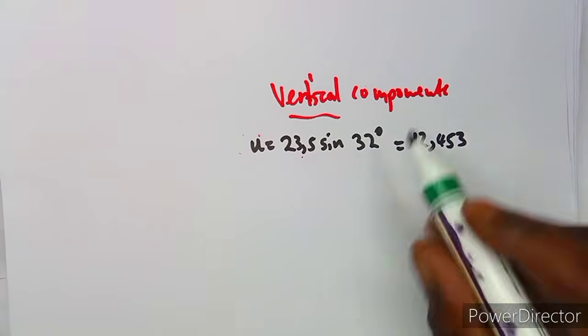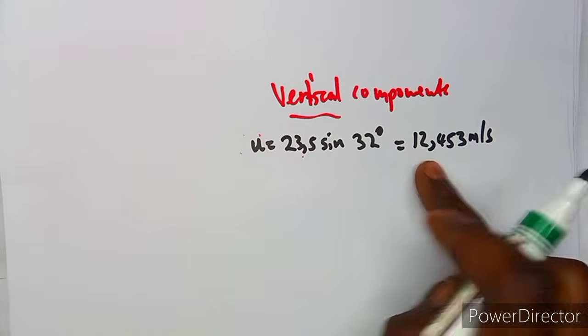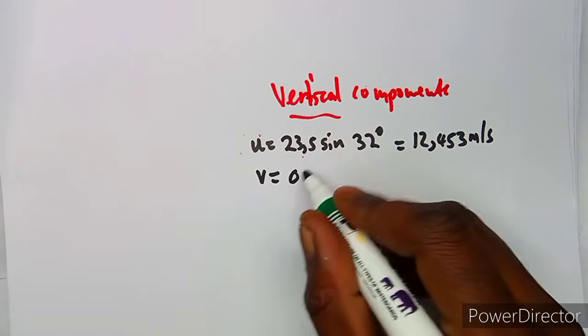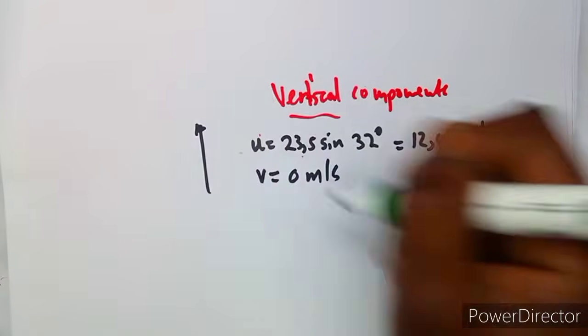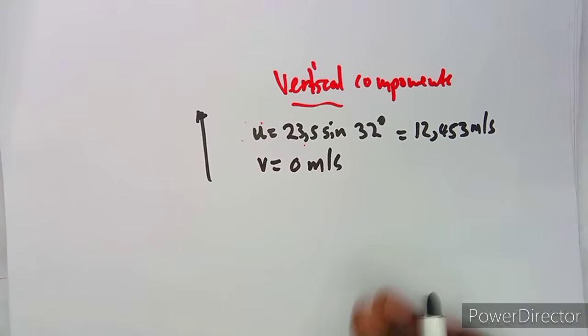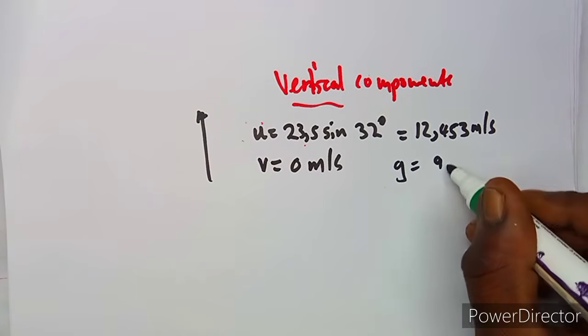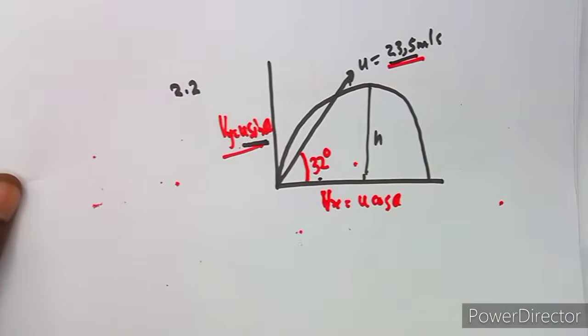This one is not going to change, in meters per second. This is your initial velocity, but whenever you're going up, your final velocity is going to be 0 at the end. When you go up to the final point, you'll be having a 0 there. And definitely, because you're going up, the gravitational acceleration g must be there, which is 9.8 meters per square second.